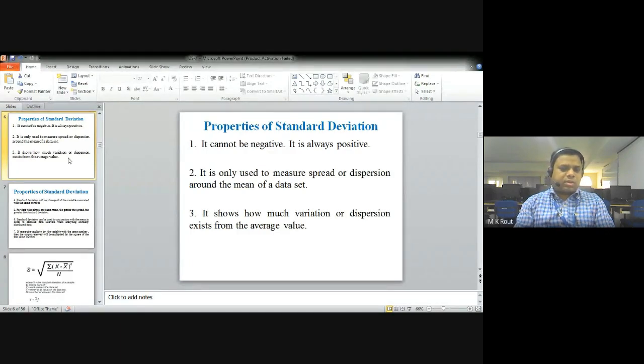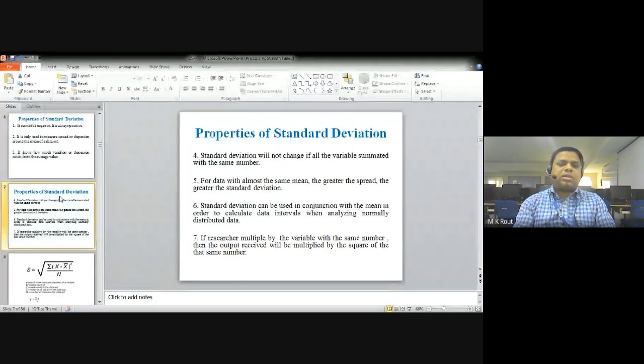This applies to whatever data set is given, whether individual, discrete or continuous. The third point is that it shows how much variation or dispersion exists from the average value; that deviation from the average value is known as standard deviation. The next property is that it will not change if the same number is added to all variables. The next is that for data with almost the same mean, the greater the spread, the greater the standard deviation.